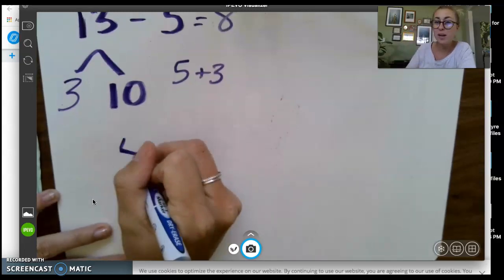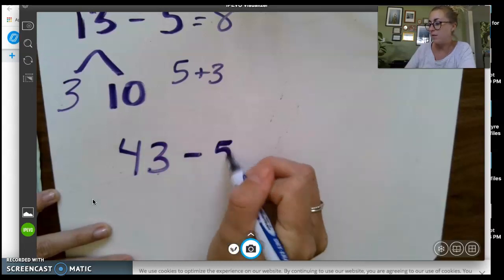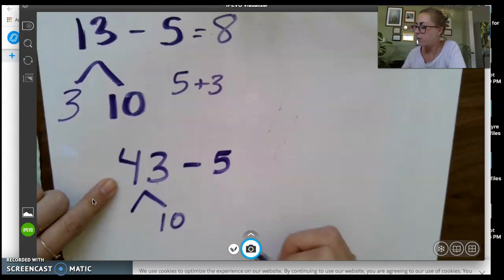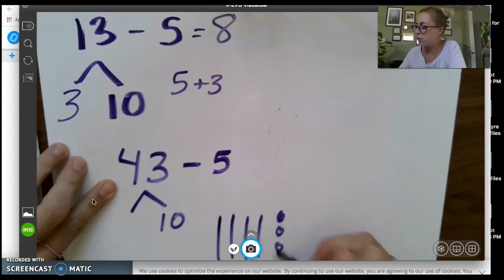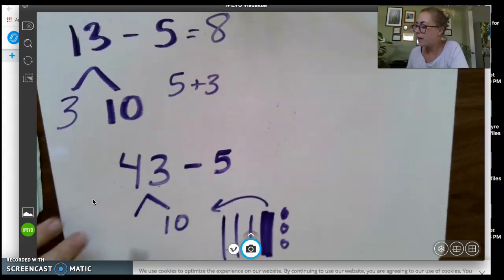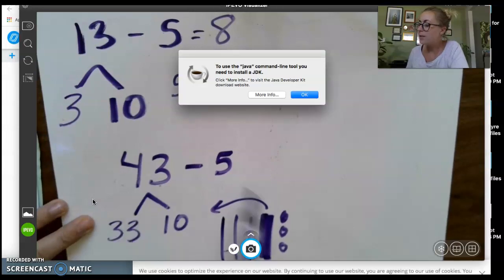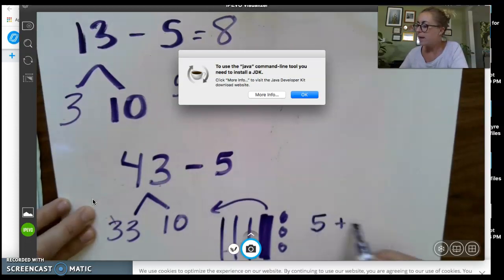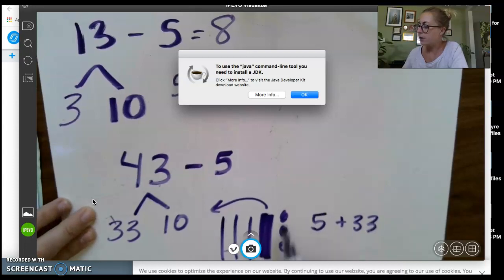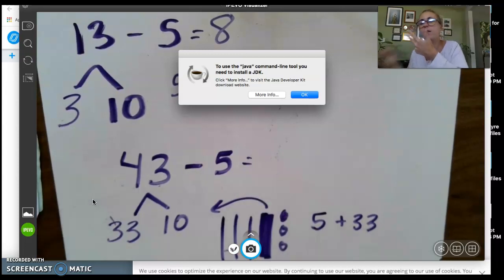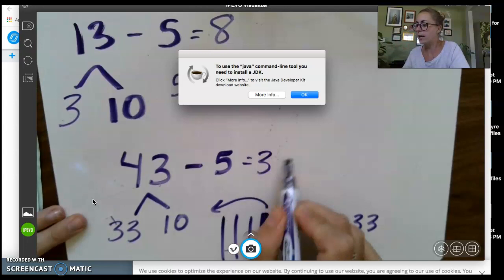So even if I have a number like 43 minus 5, I'm going to always take out the 10 right here. So if I build 43, 10, 20, 30, 40, 1, 2, 3, I can take out the 10 here. And then I know left over, I still have 33. Now I can do the same thing I already know how to do from earlier by taking 5 away from 10 and getting 5. And then having 33 left. 33 plus 5. And I know 33, 34, 35, 36, 37 makes 38.